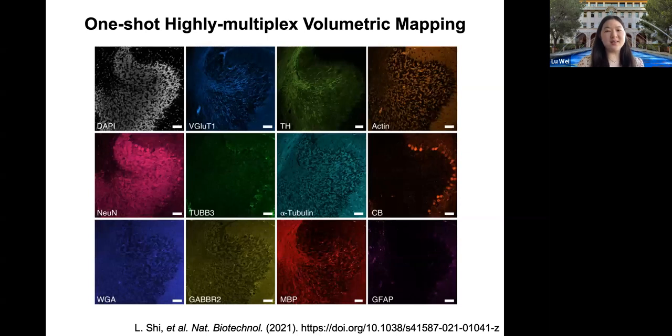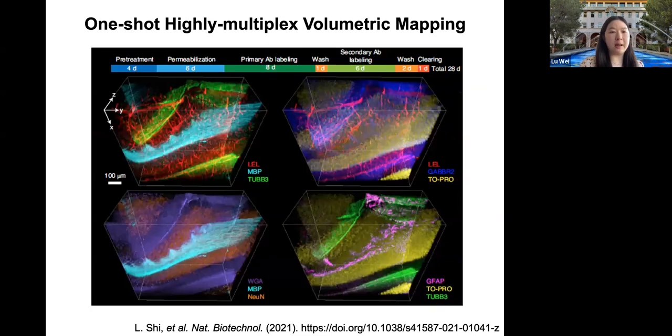Recently, this is a work not done by me, but by my colleagues at Columbia. This is a very fresh paper where they keep pushing this into one-shot 12-color imaging on the same set of tissues. And when coupled with optical clearing, they could demonstrate this in 1 centimeter imaging for molecular profiling.